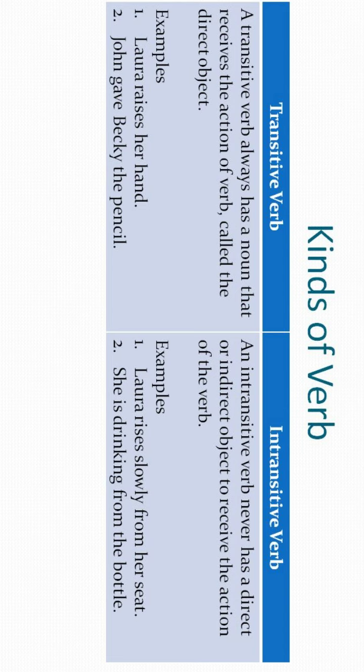Now in the right section, what are intransitive verbs? An intransitive verb never has a direct or indirect object to receive the action of the verb. Means in an intransitive verb there is no direct object to receive the action of the verb. There may be a noun, there may be an object, but that would not be receiving the action, right? So that will lie under the intransitive verb, because in an intransitive verb there is no noun to receive the action of the verb.